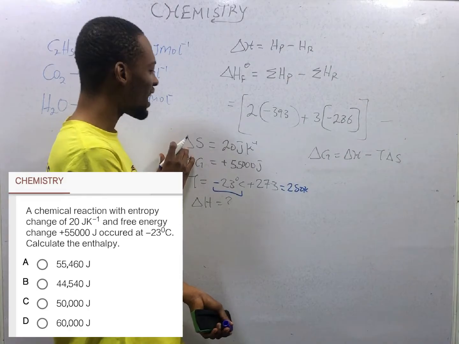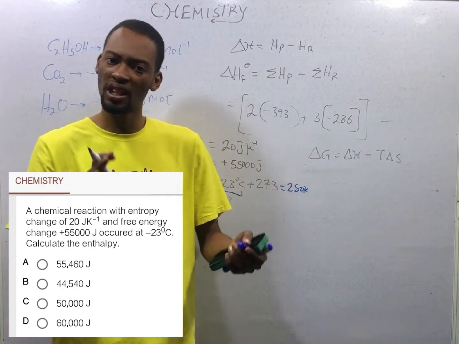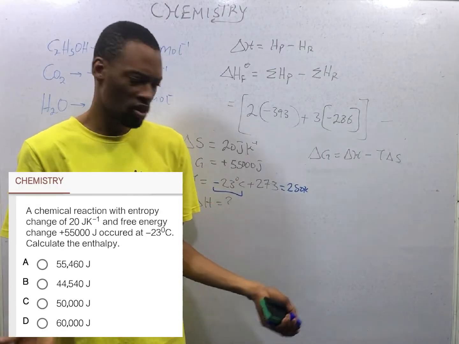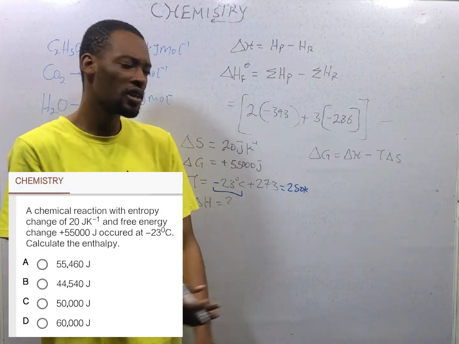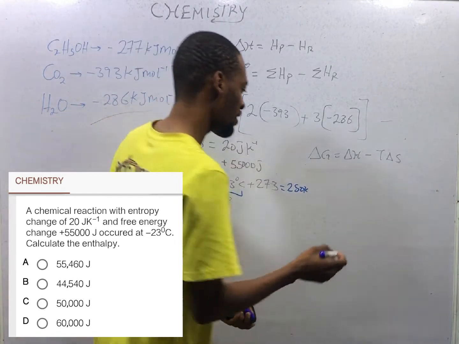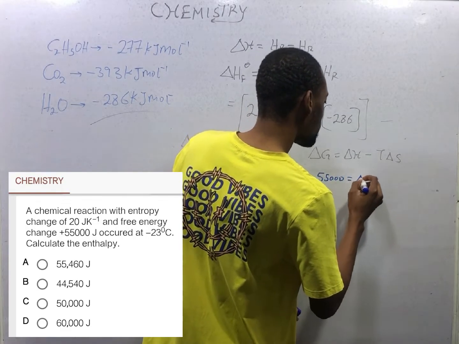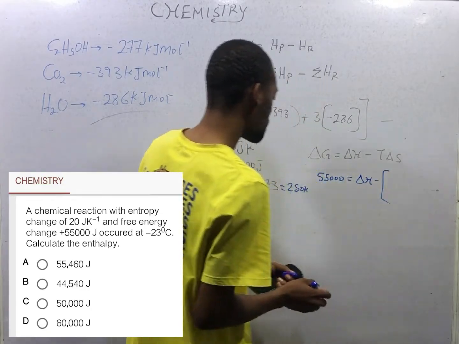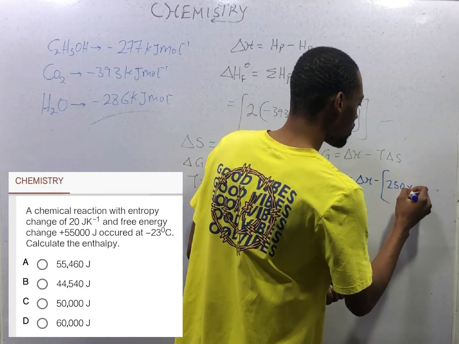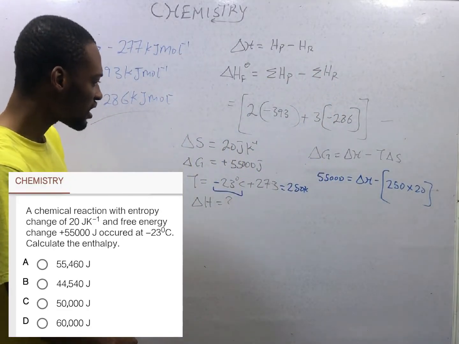Now, delta S is in joules and delta G is in joules. Normally, we would have solved in kilojoule. Since the units are the same and the answer is in joules, why should we convert? So we solve in joules. And solving simply involves substitution. So here you have delta G, 55,000, is equal to delta H minus temperature 250 times 20. Yes, 250 times 20.